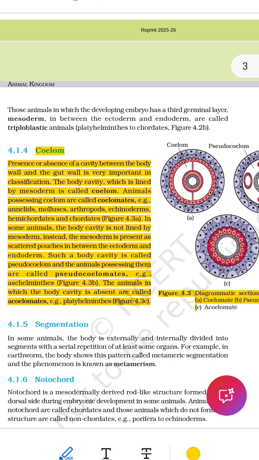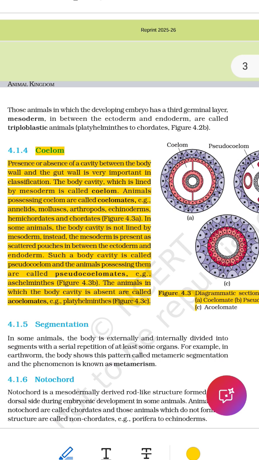This cavity is very important because it allows organs to develop, grow, move, and stay safe. How is the coelom made? When an animal is just a baby in the embryo stage, it forms 3 layers. 1, ectoderm, outer layer, makes skin, nerves. 2, endoderm, inner layer, makes gut, liver. 3, mesoderm, middle layer, makes muscles, heart, bones.